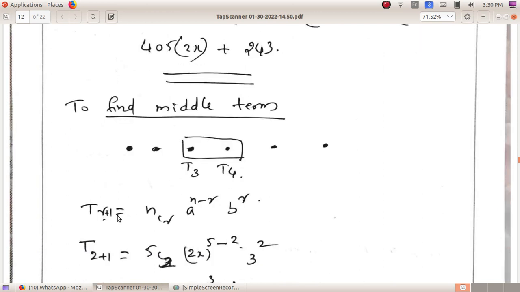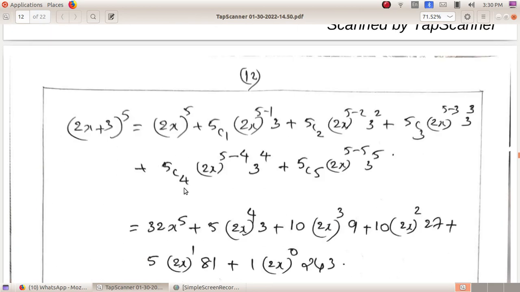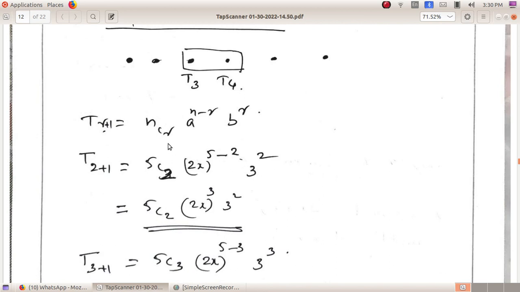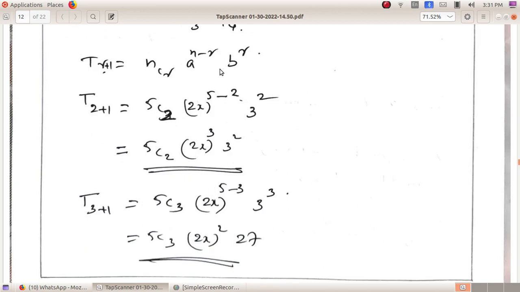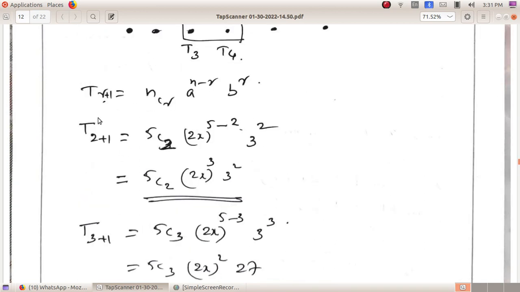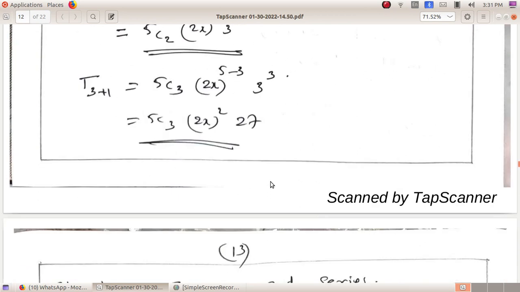What is T3? We know the formula: T(r+1) equals nCr a^(n-r) b^r. You should learn this formula by heart. For T3, we have to substitute r = 2, since 2 plus 1 is 3. Then n is 5, so 5C2, a raised to n minus r, which is 5 minus 2, and b raised to r, which is 3 raised to 2. So this is the answer. Similarly, T4: substitute r = 3, since 3 plus 1 is 4, and you will get this answer.